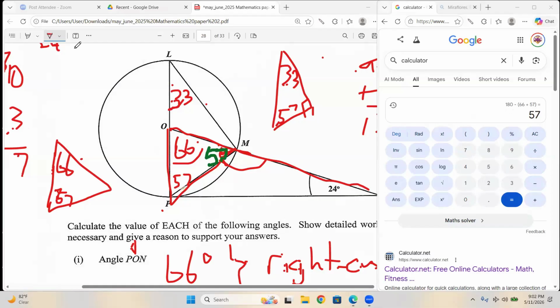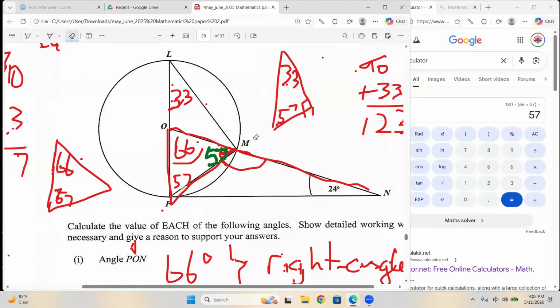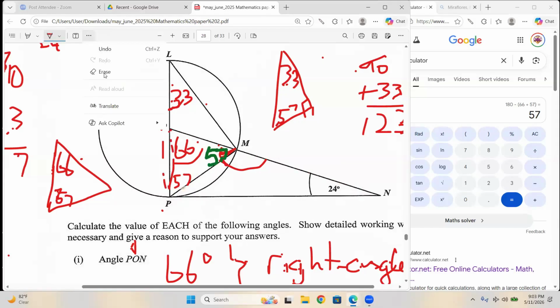I have to keep going back and forth with these things, it's delaying what I'm trying to write. From O to P is a radius, from O to M is a radius. So yeah, that's an isosceles triangle. So both angles here will be 57 degrees, like I got.